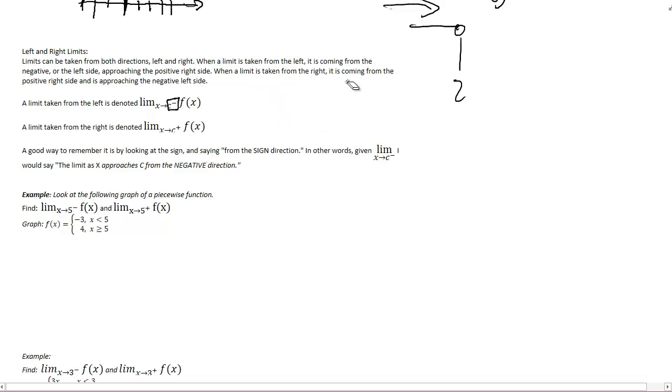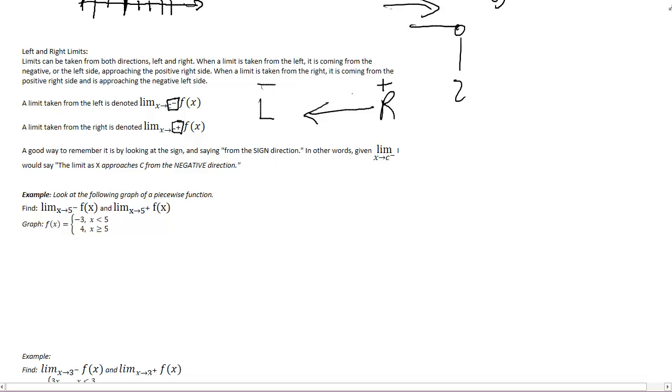All right, and then just the same thing, but from the right, we're coming from the positive direction. So we say the limit as x approaches c from the positive direction, and we denote that with a plus. So that means we're coming from the right, going towards the left. We're coming from the positive direction towards the negative direction.